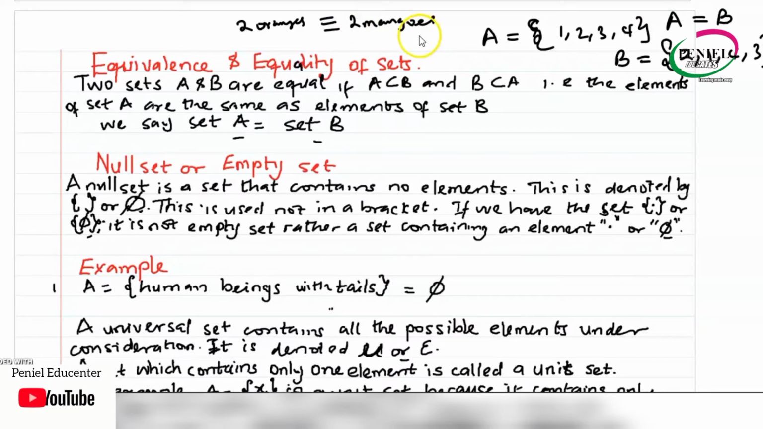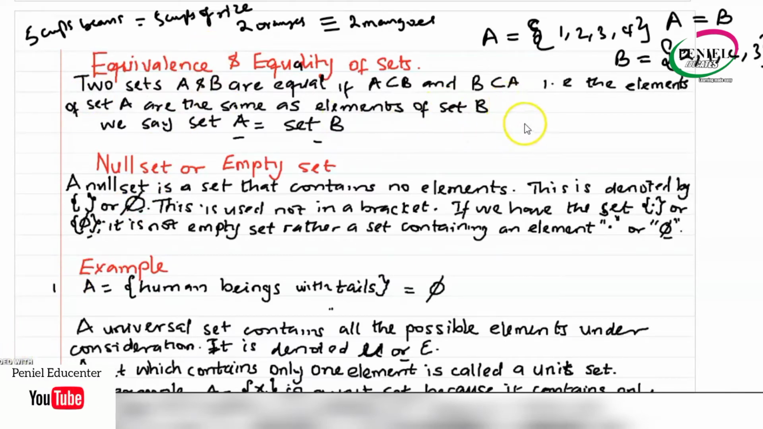We also can say that 5 cups of rice and 5 cups of beans are equivalent in quantity, right? If you have 5 cups of beans, it's equal to 5 cups of rice. So they are equivalent in quantity. Okay. All right. So if sets also have equal numbers of elements, we can also say that they are equivalent.